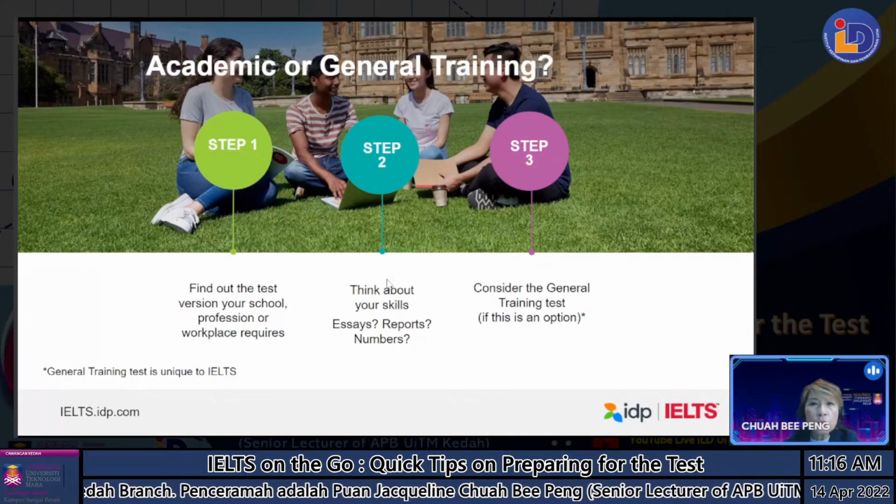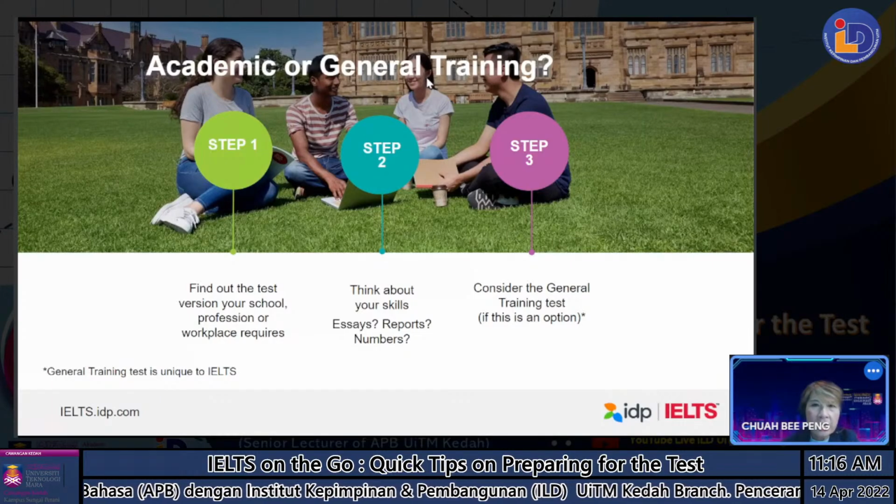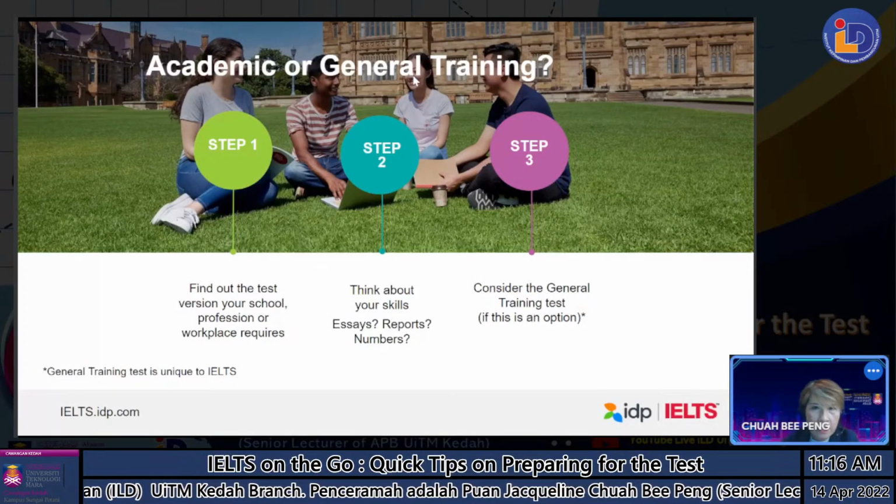And also probably think about your skills. Let's say you have an option of doing either academic or general training. I don't know, you may have the option. If you're lucky enough to have the option, then think about your skills. Are you better in writing essays, reports, or numbers? Then you can consider taking either one of them, because there are certain parts of these two versions that are different, even though generally they are quite similar.